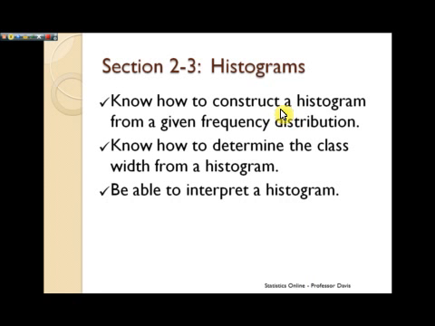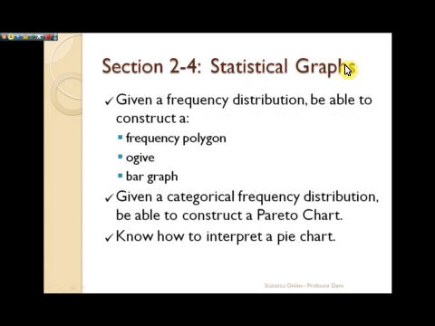And we also want to be able to interpret a histogram, know which classes are the greatest, which are the least, what the sample size might be, the kind of things you could learn just from visual inspection of a histogram. Then section 2.4 is kind of a wrap-up on construction of various statistical graphs.